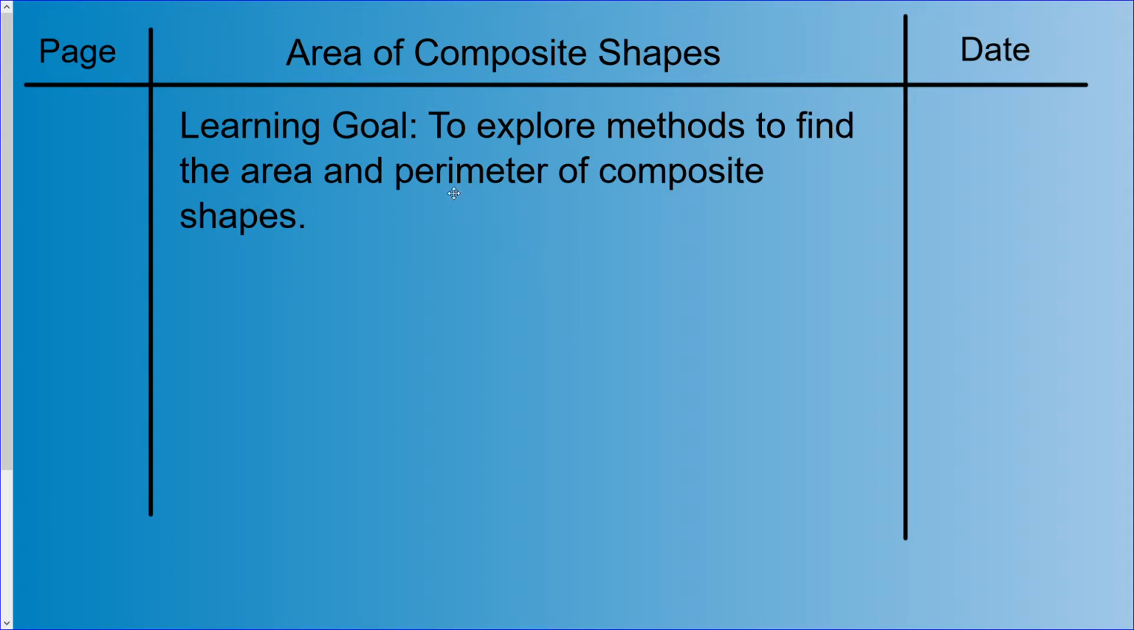Well, we'll just be finding the area of composite shapes. We're leaving perimeter out of this particular video because the area of composite shapes is what we want to focus on, because we often need to be able to find that for 3D shapes, to find surface area and volume of 3D shapes. Okay, so that's why we're focusing just on the area.